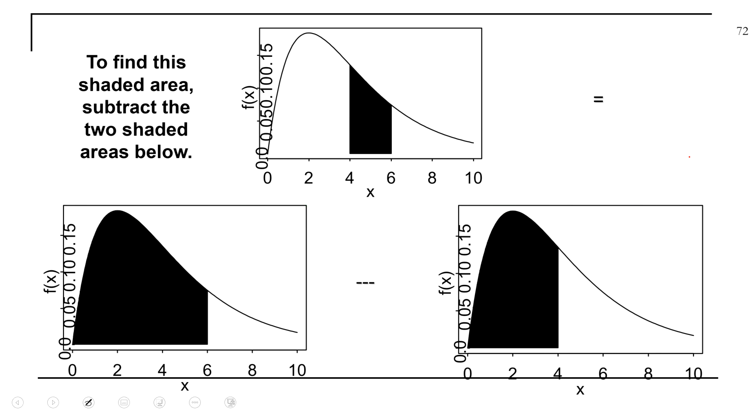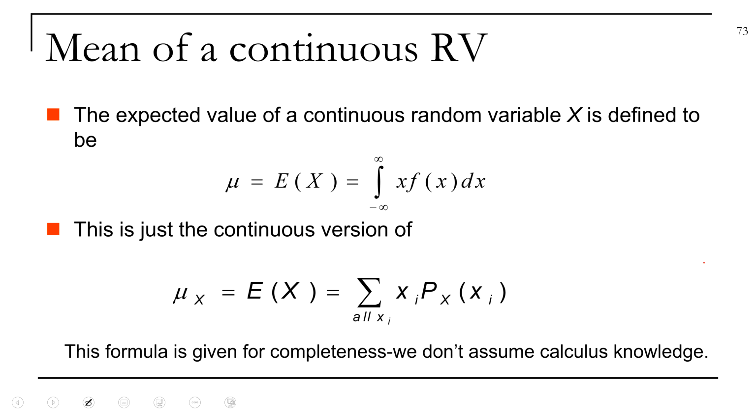And why is that true? Well, let's say we want the area between 4 and 6. We're going to take F of 6. That's everything from 6 all the way to the left, minus F of 4, which is everything from 4 all the way to the left. And that'll give us the area between 4 and 6. That's a very useful formula to know.